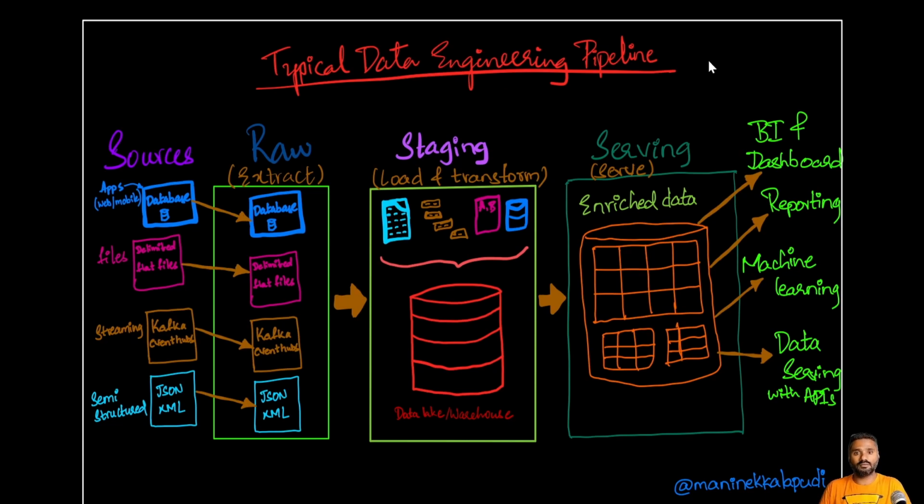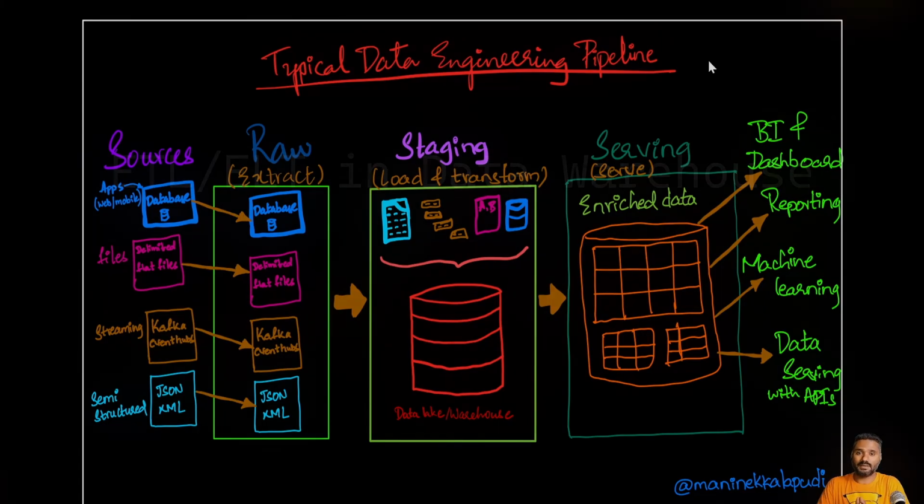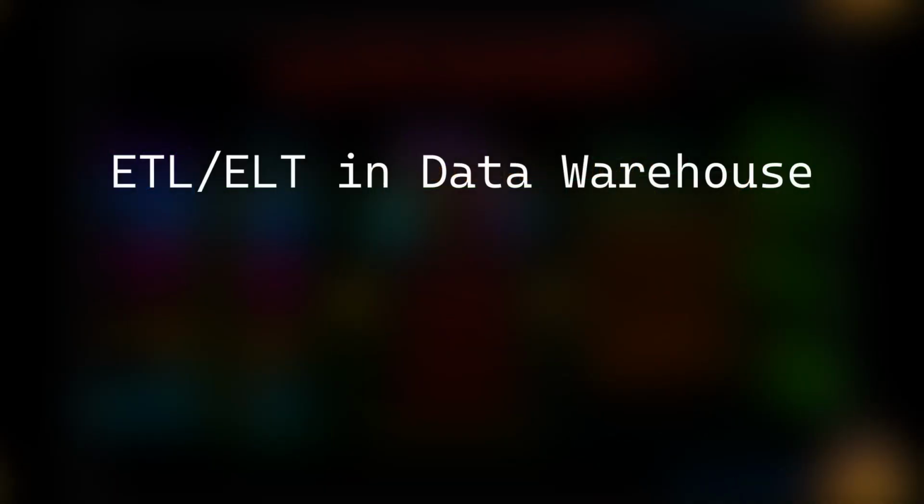A lot more data with good amount of clarity. So these are the different stages that we typically see in any data engineering pipeline or pipelines. Now that we understood what are different layers in a data pipeline, we will understand what is ETL.